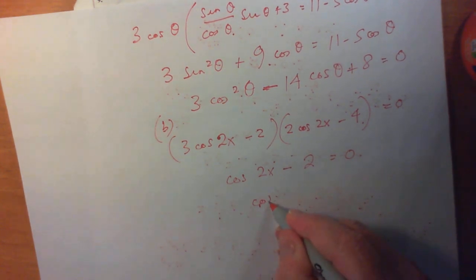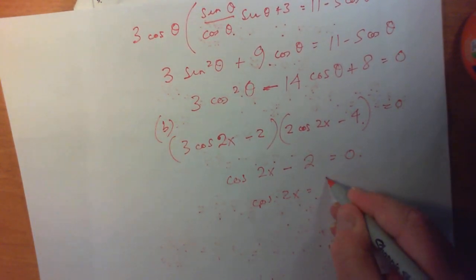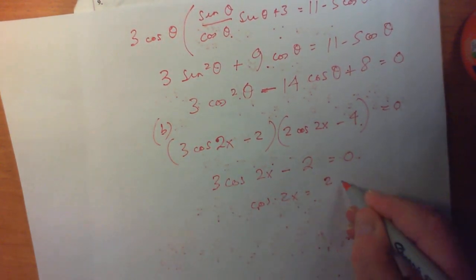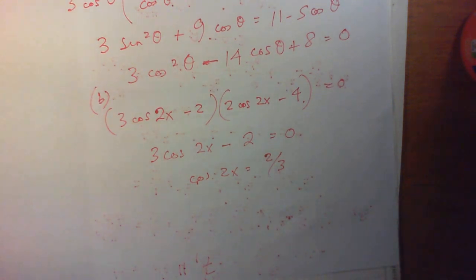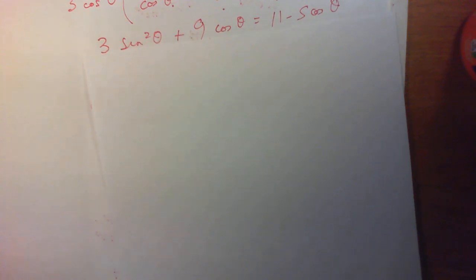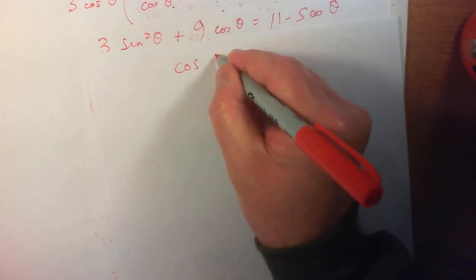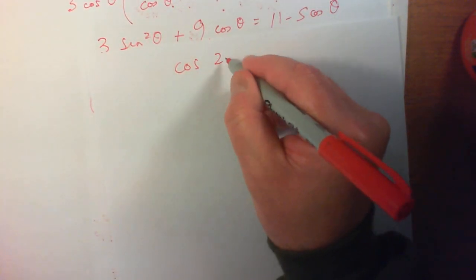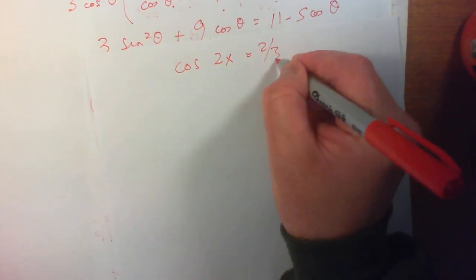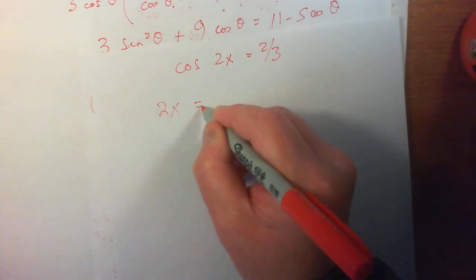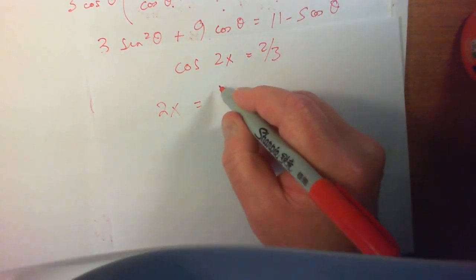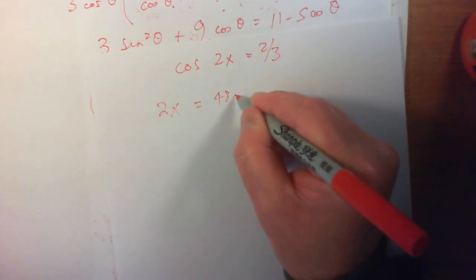So therefore, cosine 2x equals, sorry, there is a 3 there, isn't it? 2 over 3. Cosine 2x equals 2 over 3. Now again, my preferred way of doing this would be to take 2x equals, I've got 48.18.